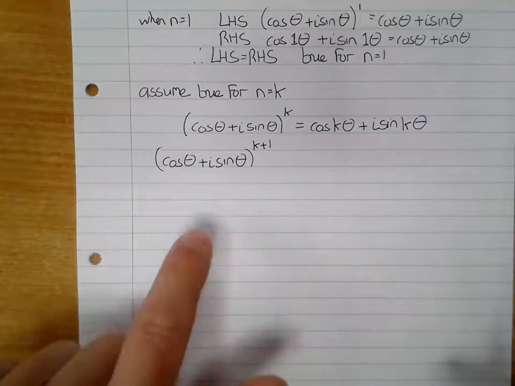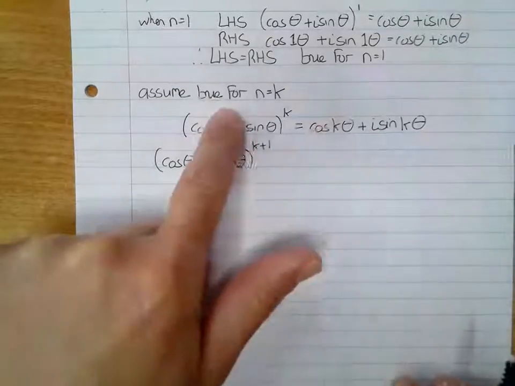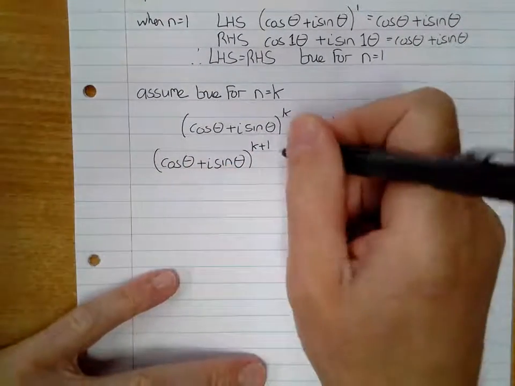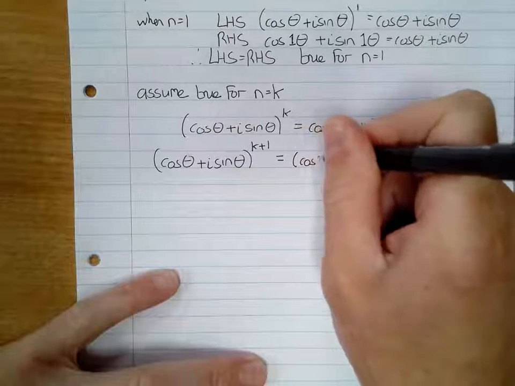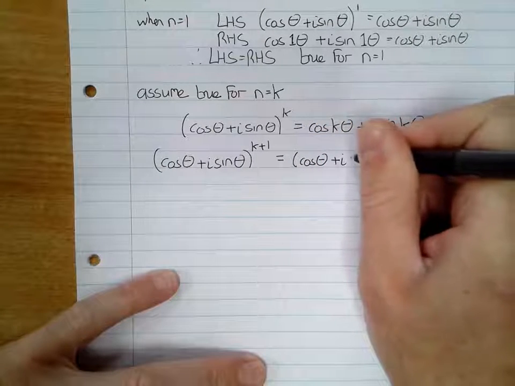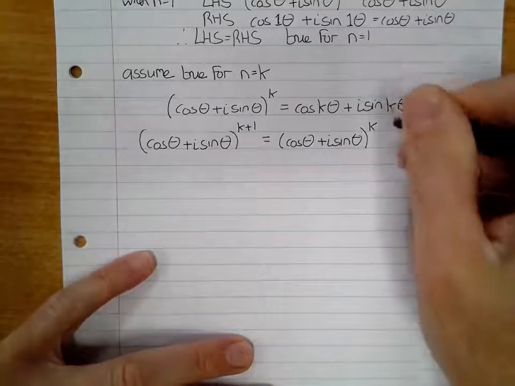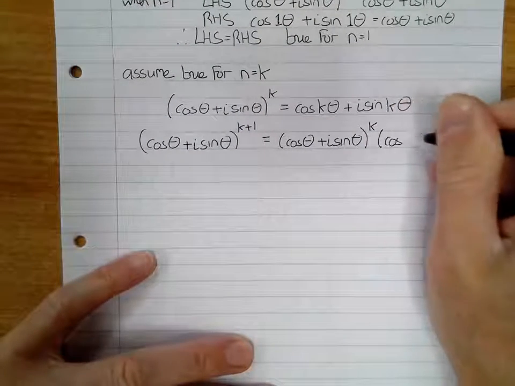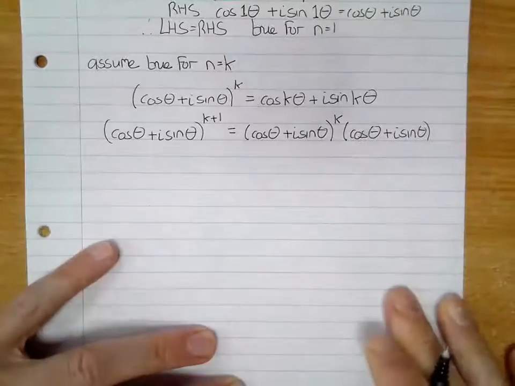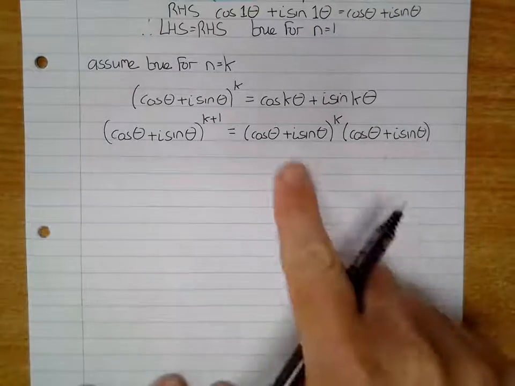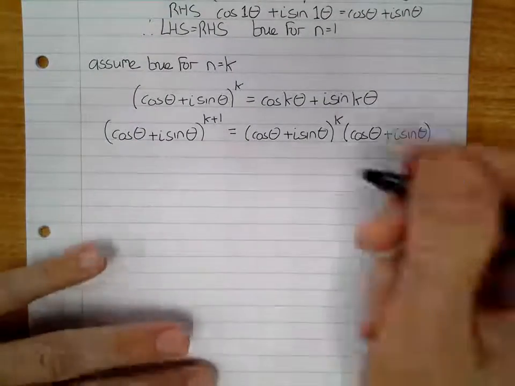And somehow I've got to incorporate that result in there. So the first step is to break this up into two separate things multiplied together: that to the k, multiplied by cos theta plus i sine theta. Now hopefully you'll agree that that there is the same as that. Nothing funny going on yet.